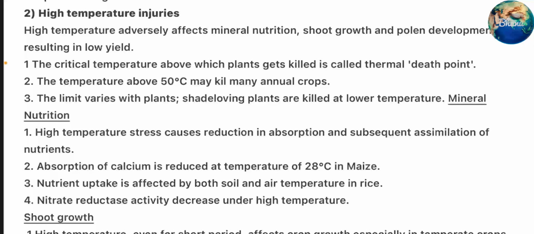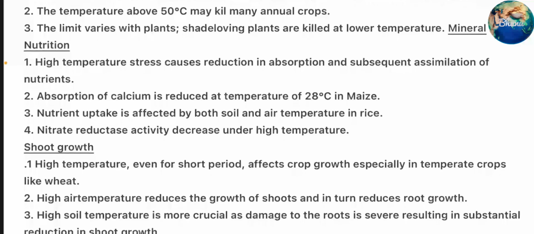Mineral nutrition. High temperature stress causes reduction in absorption and subsequent assimilation of nutrients. Absorption of calcium is reduced at a temperature of 28 degrees centigrade in maize. Nutrient uptake is affected by both soil and air temperature in rice. Nitrate reductase activity decreases under high temperature.